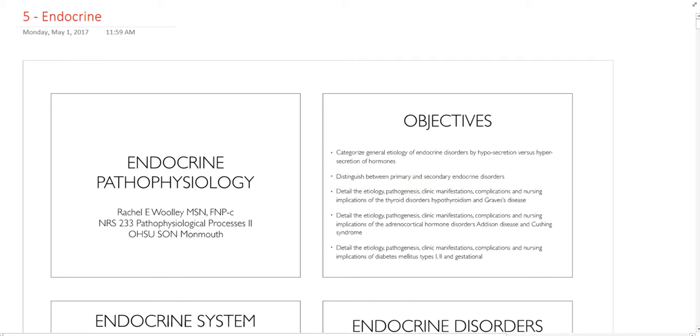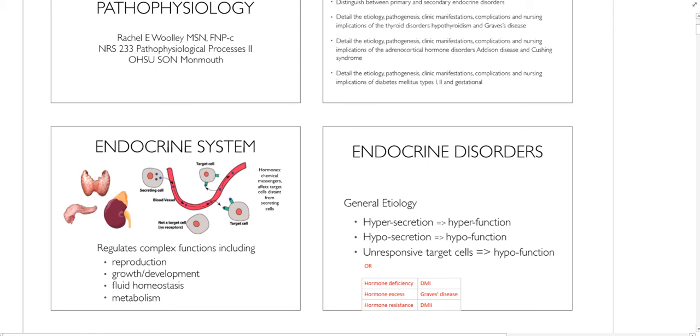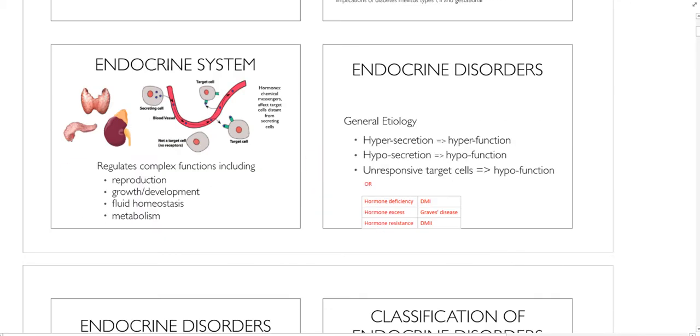Okay, path week 4, endocrine. So the endocrine system does a lot of stuff, regulates complex functions within the body. And disorders of the endocrine system can be either hypersecretion, hyposecretion, or unresponsive target cells. Or we can have a hormone deficiency, such as in type 1 diabetes, hormone excess, such as in Graves' disease, or hormone resistance, such as in diabetes type 2, where the target cells, tissues in general, resist insulin trying to shuttle sugar into them.